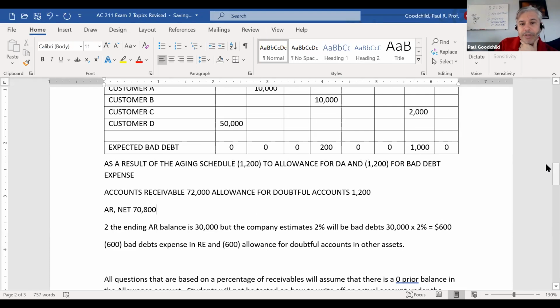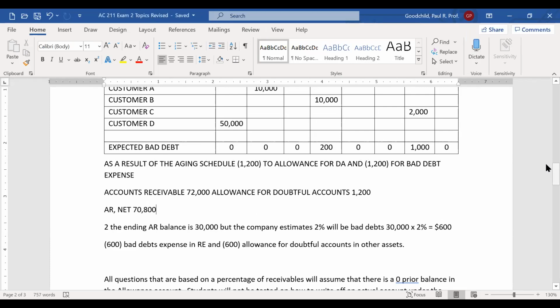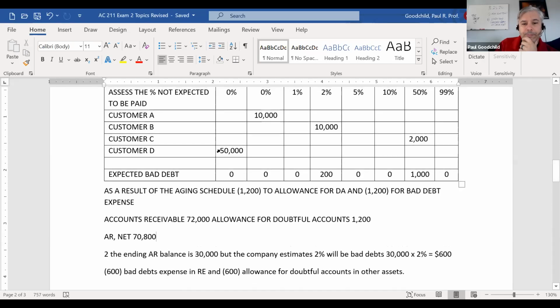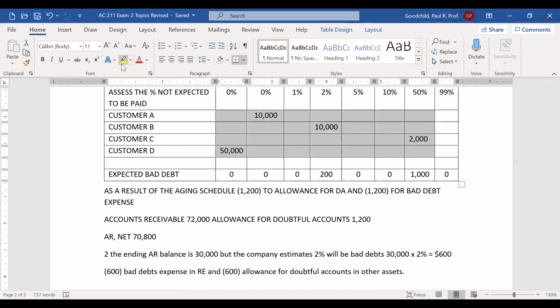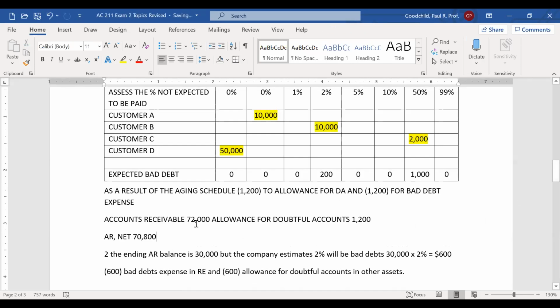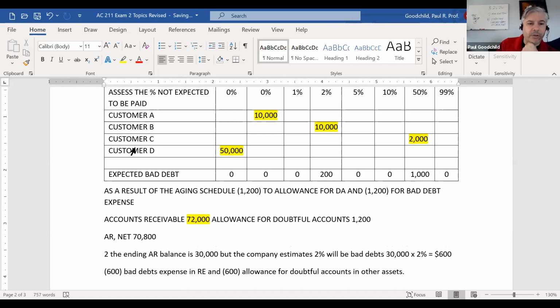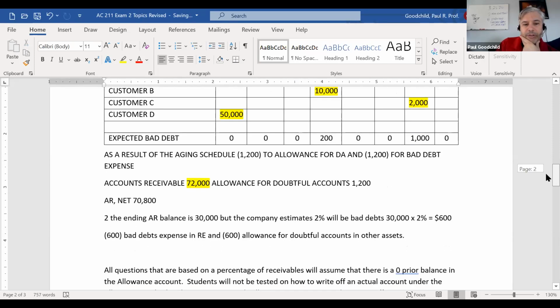Any other questions there? Where are you getting the 72,000 again? I added up what was in here. Oh, okay. And you can imagine this on a massive scale. The computer will already do it. You think about a company like GE with thousands of vendors.